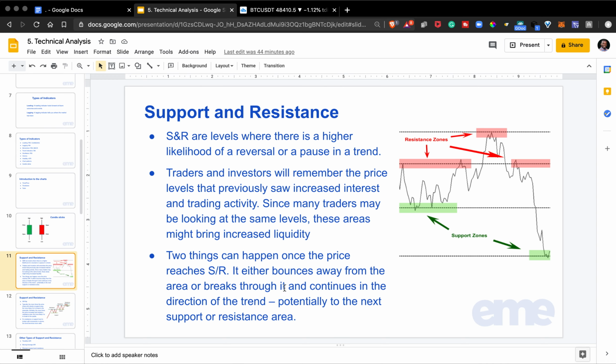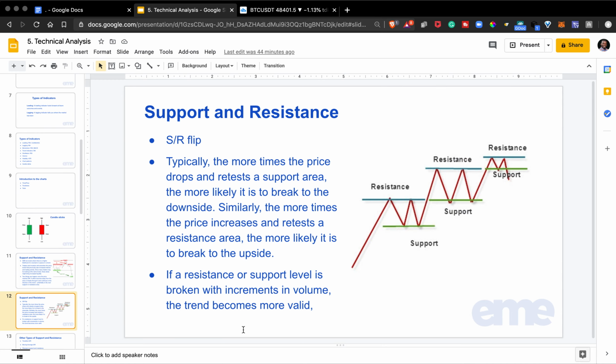Two things can happen when price reaches support or resistance. Either it bounces away from the area, as you can see, it got to an area of support there and just bounced back, or it breaks through and continues until it gets to another area. All right, and you need to pay close attention now: if a resistance or support level is broken with an increase in volume, the trend becomes more valid.